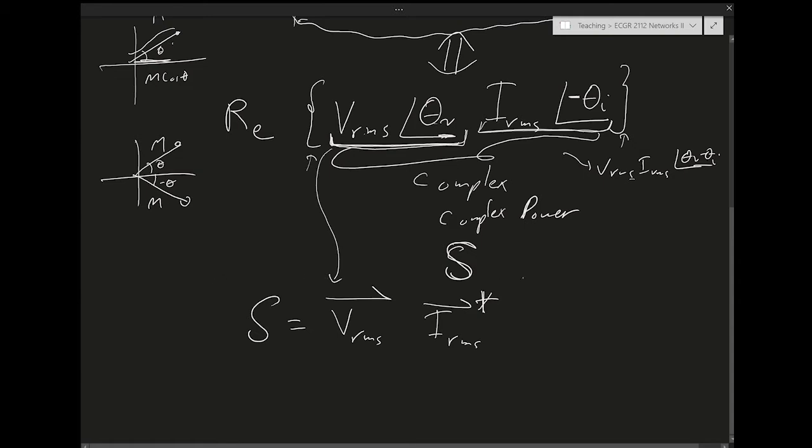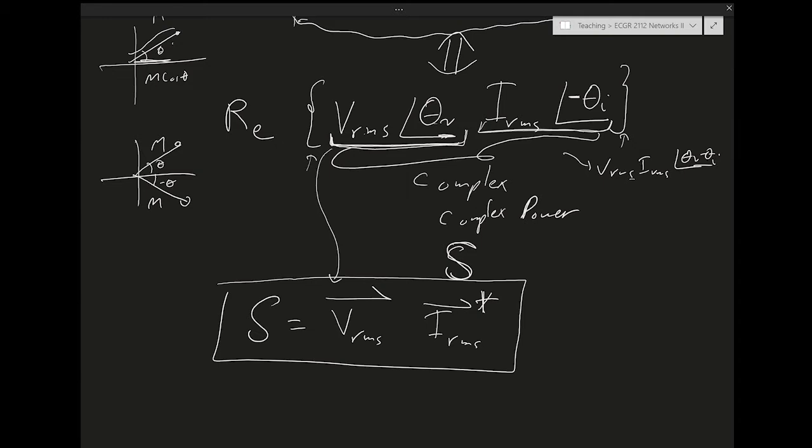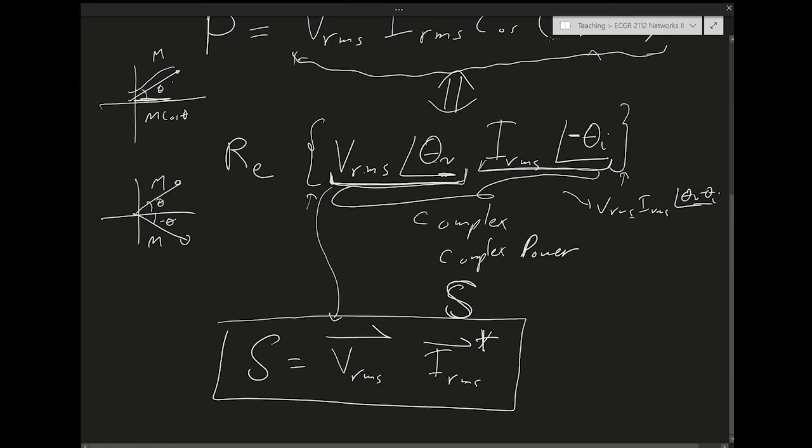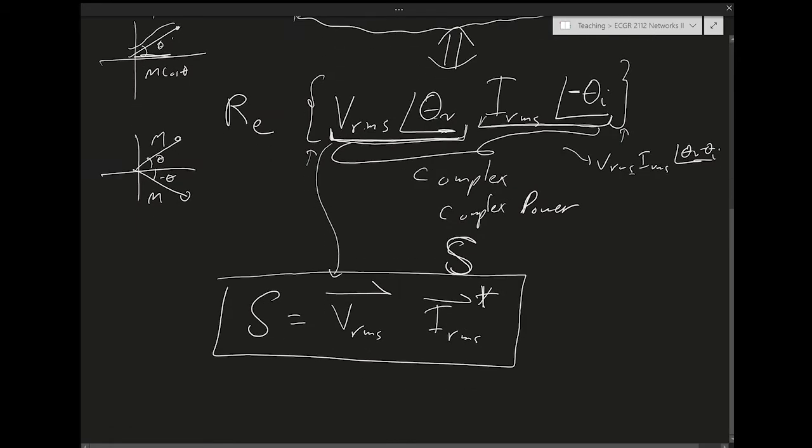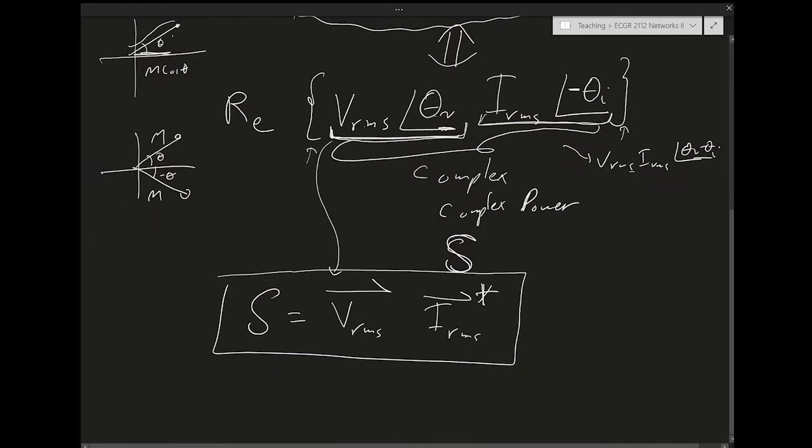This is the general expression for complex power, and it's a very useful complex quantity. You calculate it for any element or any part of a circuit, and if you want to get the real power out of it, you just take the real part of it. What if you wanted to get the apparent power? Well, clearly the apparent power is just the magnitude. So the magnitude of S is just VRMS IRMS, which is clearly the apparent power.